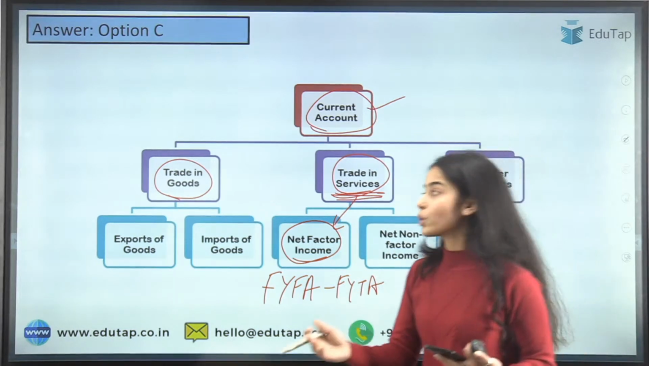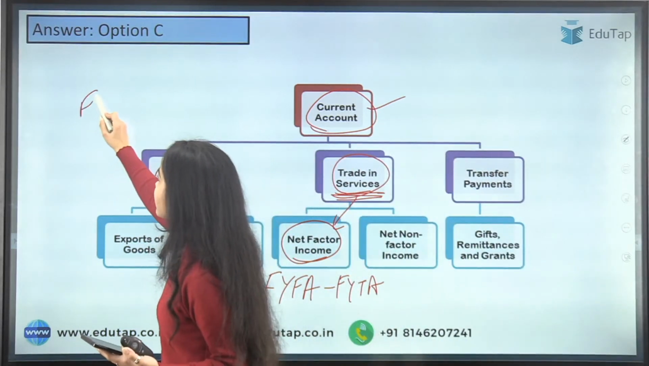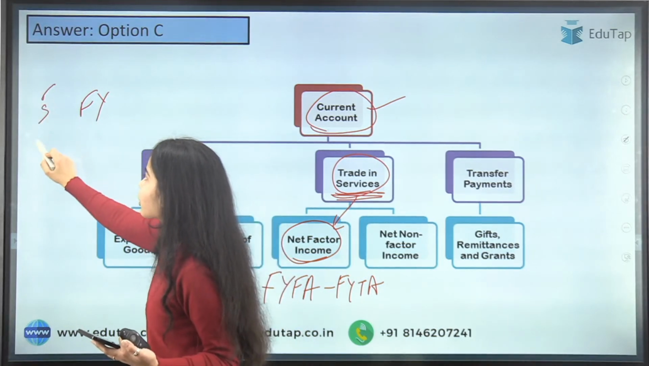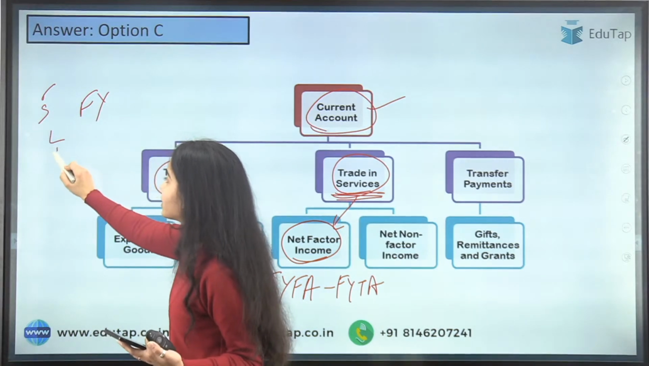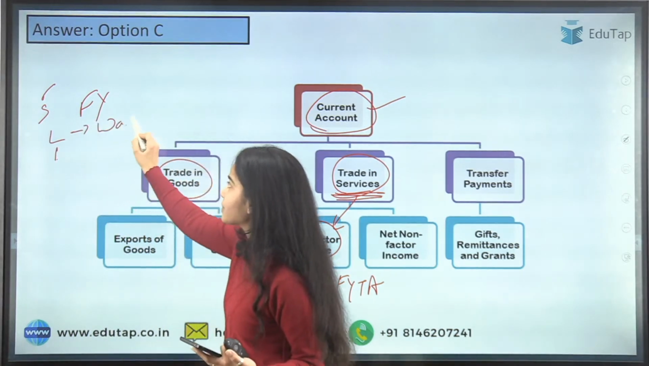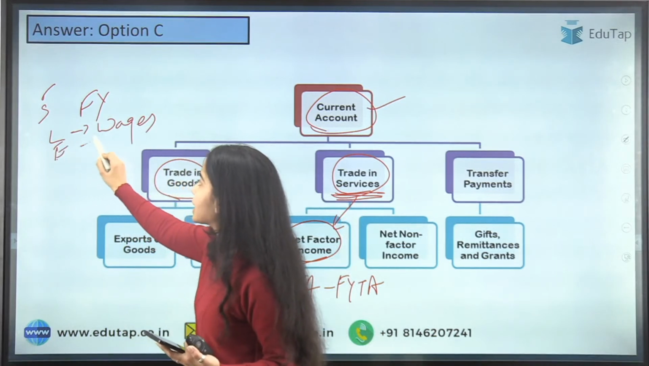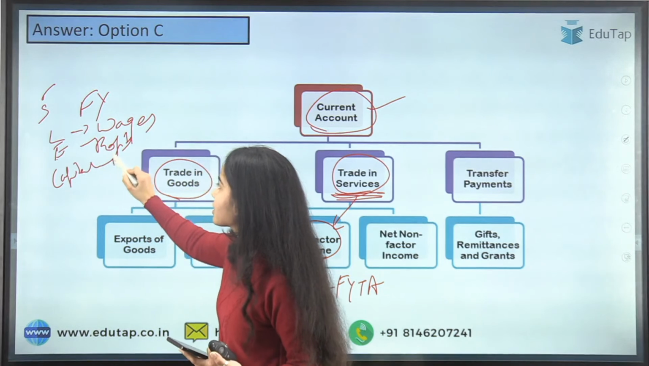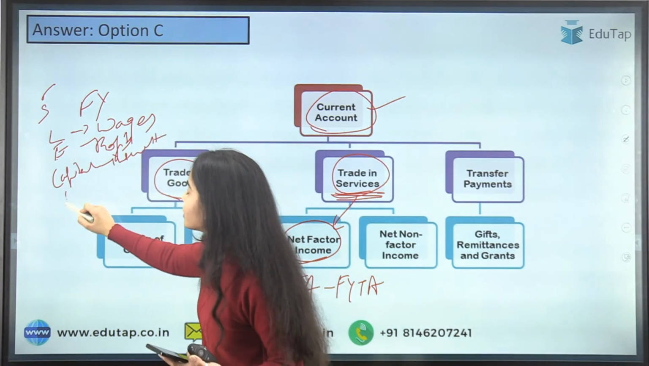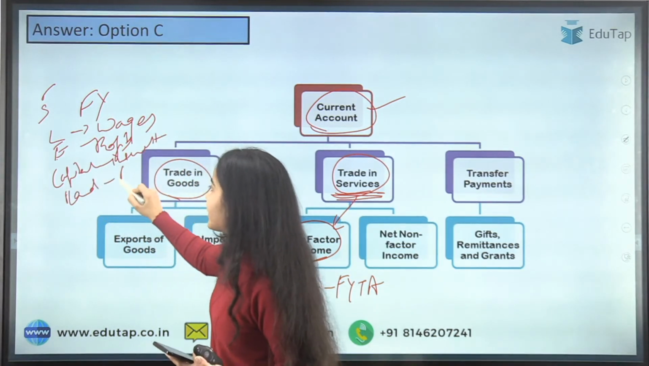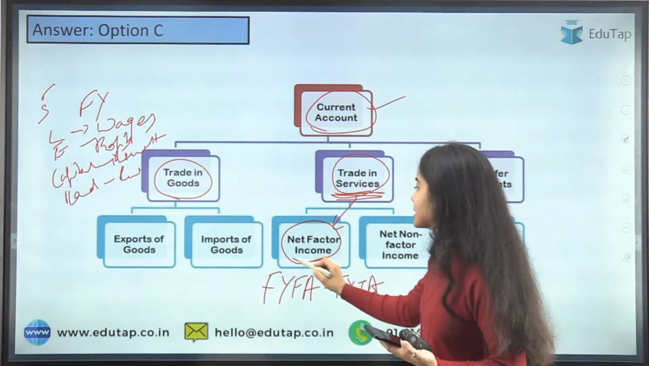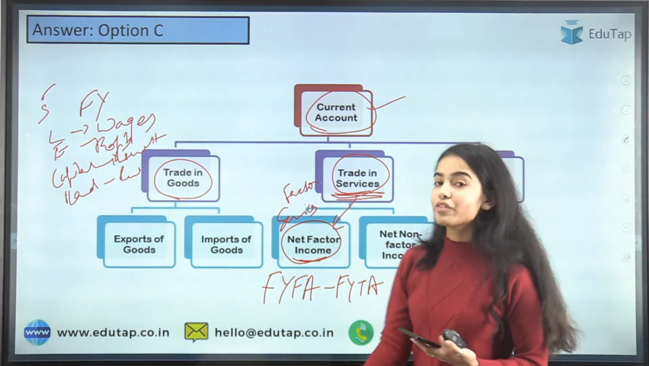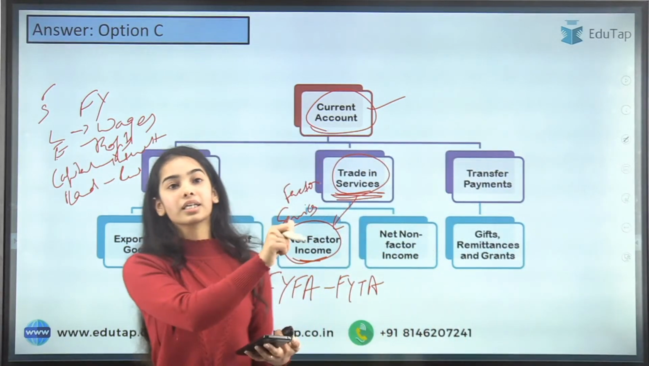And you should know that factor income means the income that is earned by the factor services, that is the labor is earning the wages. The entrepreneur is earning the profits, the capital is earning the interest, and the land is earning the rent. So whatever we are earning from the factor services that we are giving comes under the current account.